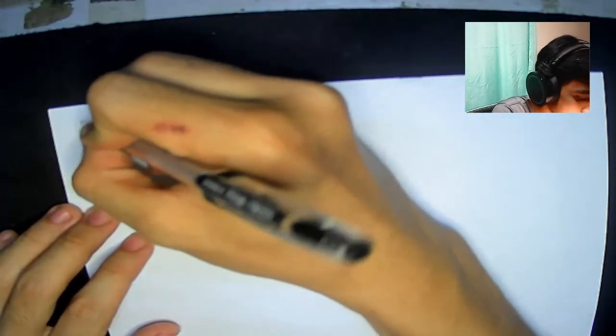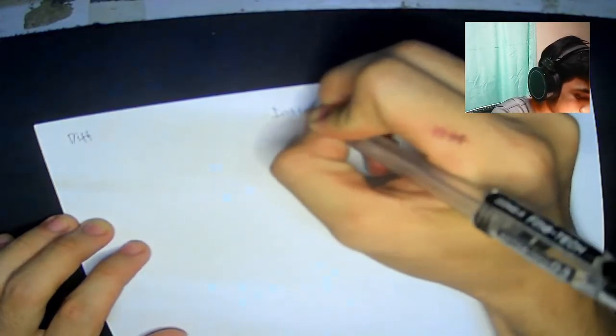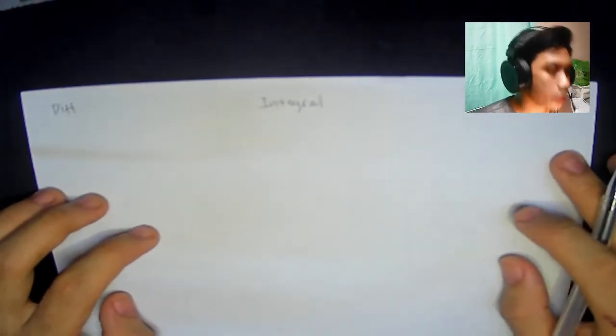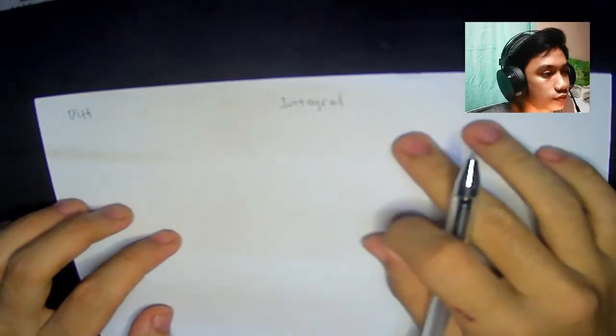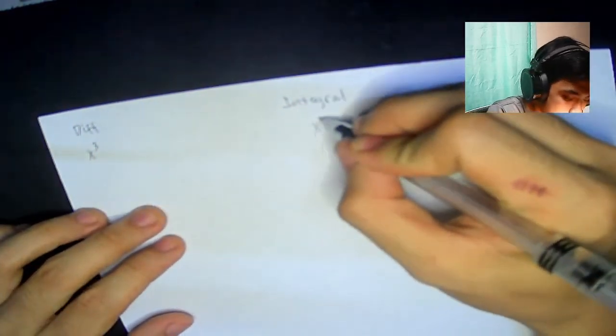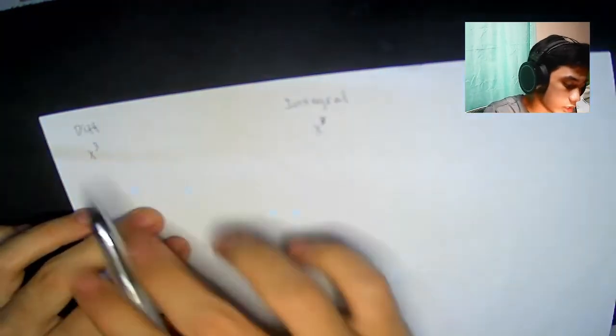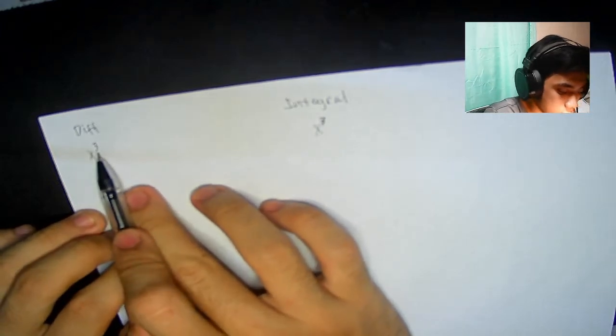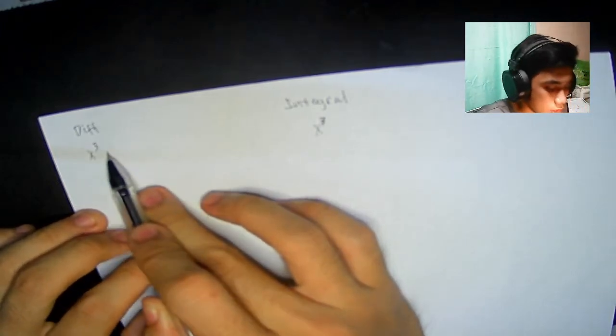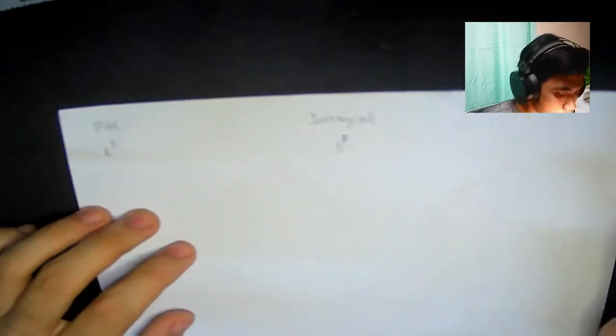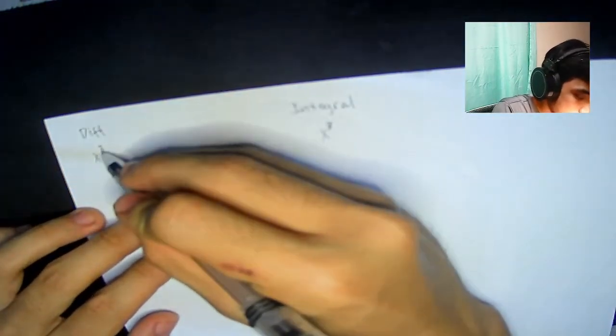So in Calculus 1, we have differential calculus and integral. First, in differential we have x cubed, and here the integral of x cubed. So if we differentiate x cubed, we have the power rule. Simply put the exponent here.